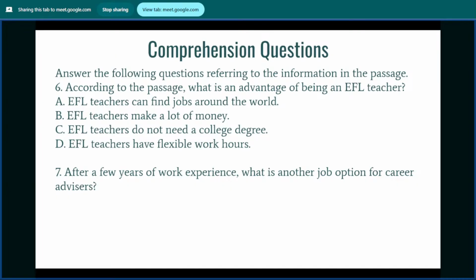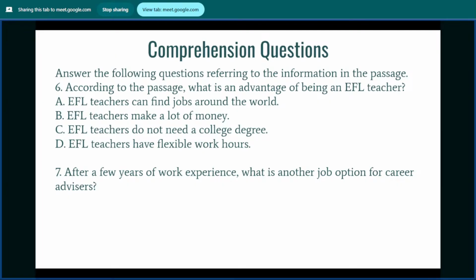Ma'am, for question number 7, after a few years of work experience, what is another job option for career advisors? I don't think that has been mentioned in the passage. Can you please repeat? The seventh one, it's not mentioned in the passage, right? One second. The answer would be a career advisor could move into a supervisory role such as team lead or a manager.